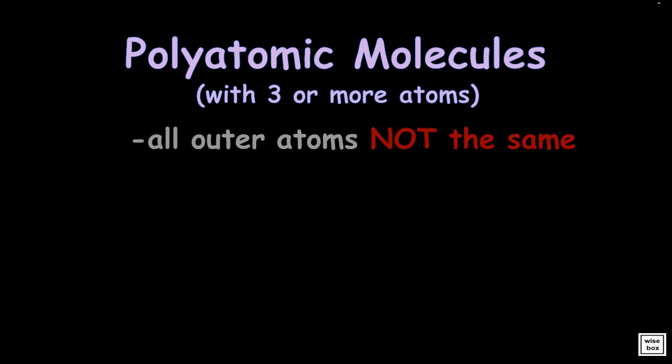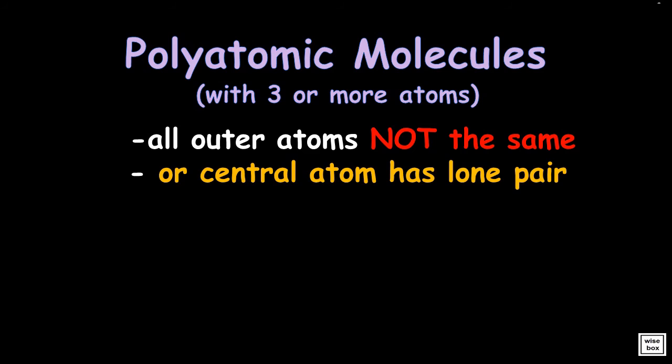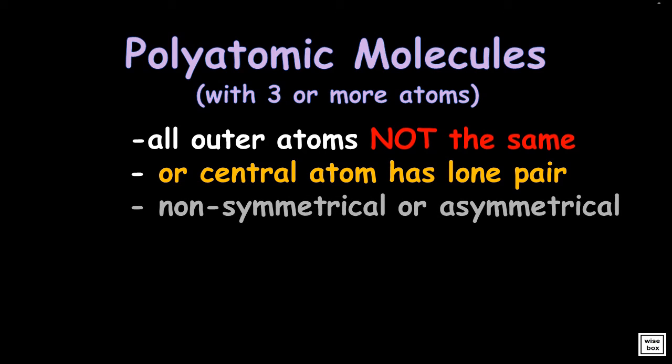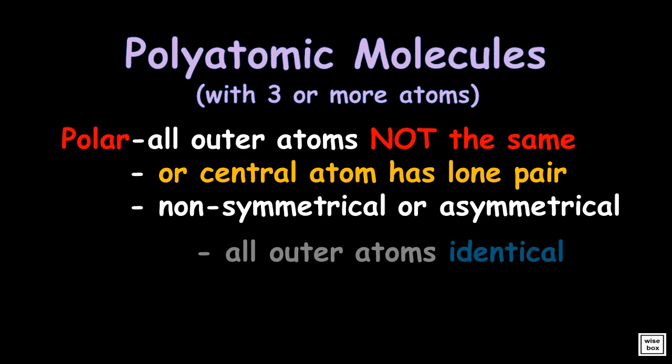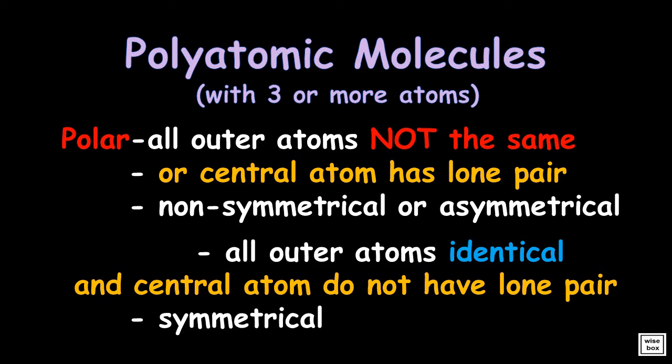If we find that the outer atoms are not all the same, or the central atom has a lone pair, this creates a non-symmetrical, or asymmetrical, molecule. Thus, this is a polar molecule. But if we find that all outer atoms are identical, and the central atom does not have any lone pair, this creates a symmetrical molecule. Thus, this is a nonpolar molecule.